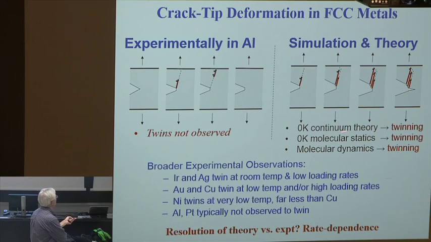If you take a continuum theory for dislocation emission, it predicts you should get twinning. If you do molecular statics, that is molecular dynamics at zero temperature, you get twinning. That is, you don't emit this extra partial, you emit this pair, and then another one, and it forms this twin. And if you do molecular dynamics at finite temperature, you also get this twin.